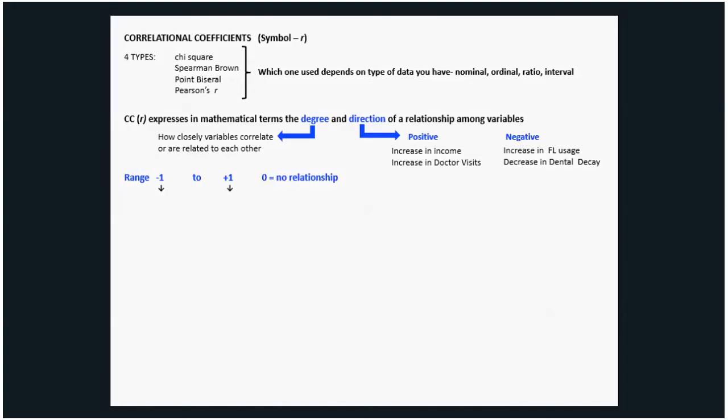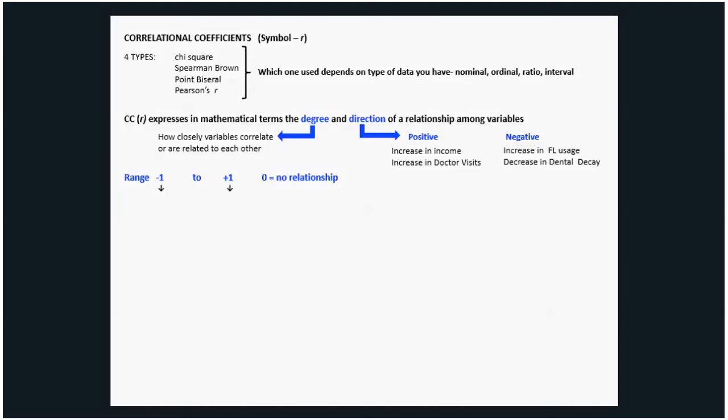Now a negative one, again, is not bad because it's negative, but it means, say, fluoride usage. As the fluoride level goes up, then your decay level goes down. So each part per million of fluoride that you go up, the decay level goes down a certain percentage. And so you're talking about a relationship between the utilization of fluoride and the incidence of decay. There is a relationship between those two variables, but it's a negative relationship in that as one goes up, the other goes down. Whereas if we're talking about a positive relationship, your income goes up, your doctor visits go up. So they're kind of going in the same direction.